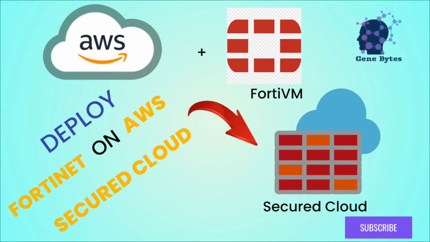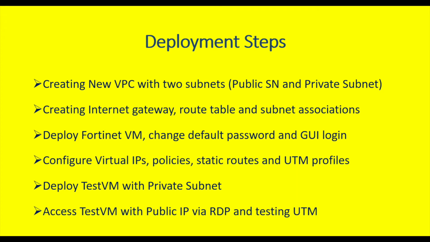In this week's video, I'm going to walk you through the steps for deploying the Fortigate firewall on AWS public cloud. This deployment majorly consists of 6 steps.